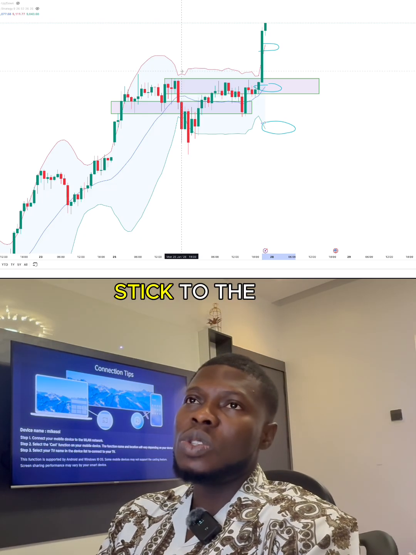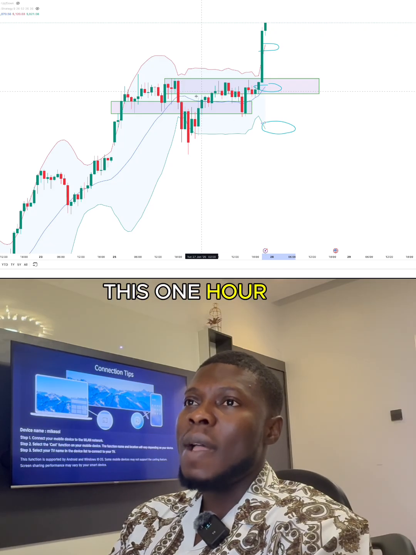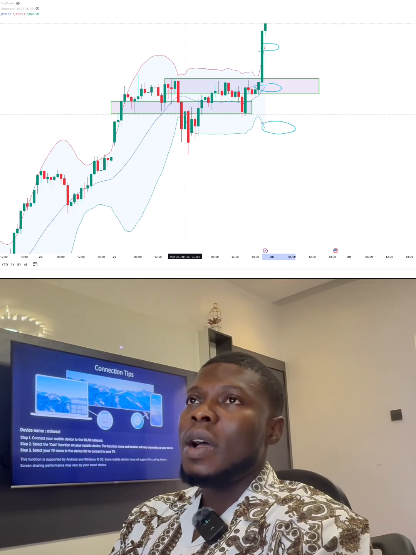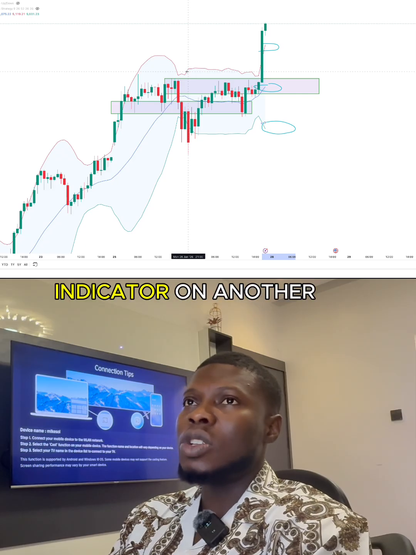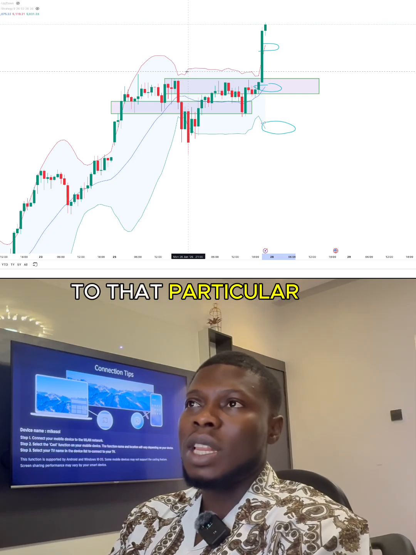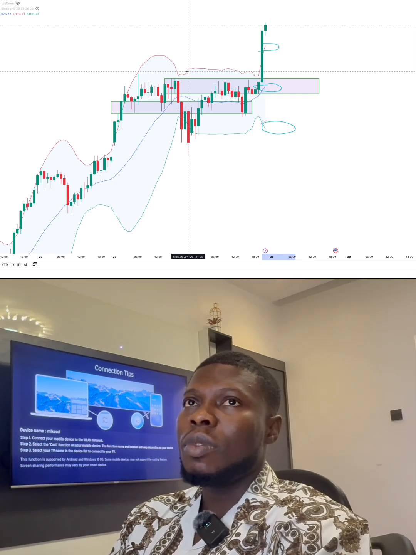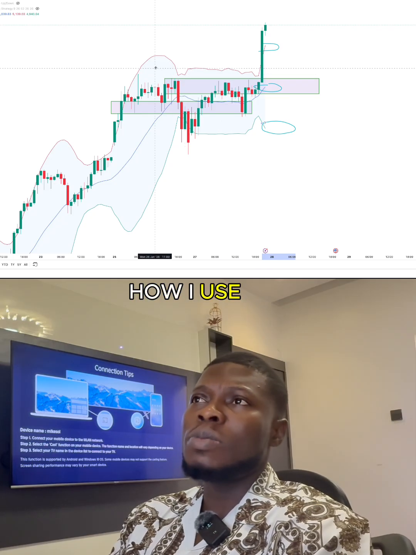Also, stick to the time frame. I'm using this 1 hour as my change of character. I wouldn't use the indicator on another time frame. I will stick to that particular time frame. So this is how I use my indicators.